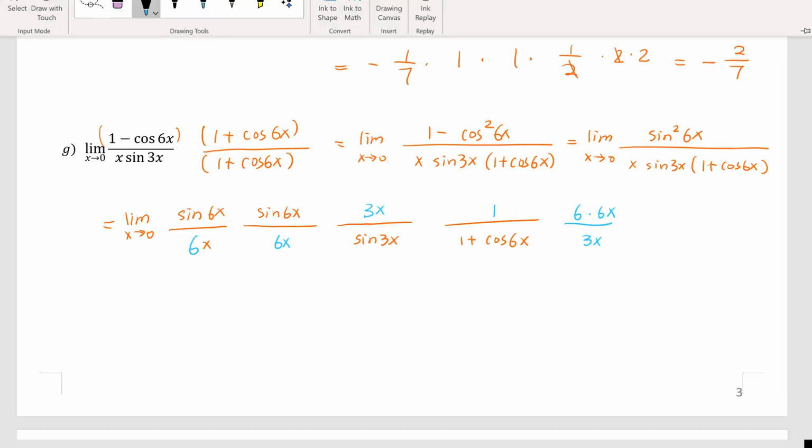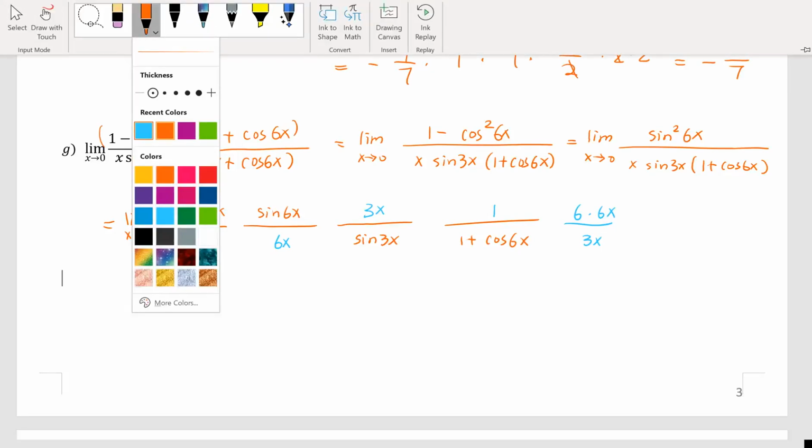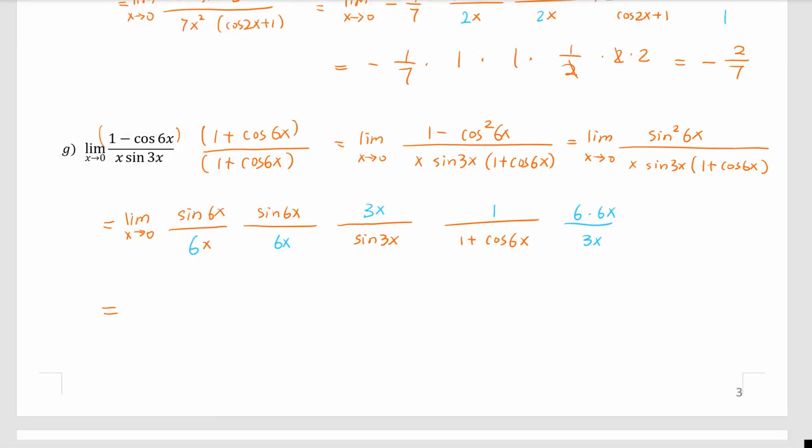Alright, finally, we can evaluate each of the quotients. So sine u over u is 1, sine u over u is 1, u over sine u is 1, 1 over 1 plus 1 is 1 over 2. Oh, don't forget to cancel the bad guy. So we have 6, 6, 3. Oh, 2, 3 give us 6. So the answer is 6. So far, so good, everybody?